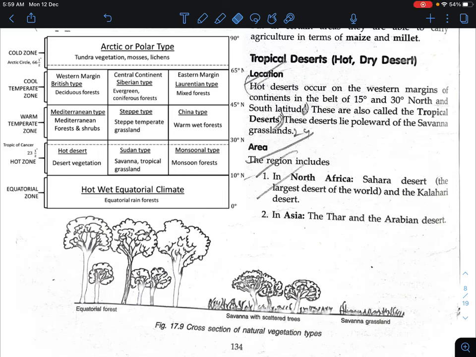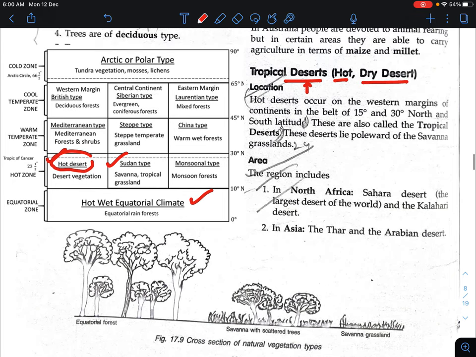In this class, we are covering the topic of tropical desert. As we know, in the last video we already covered the hot wet equatorial climate, also called the equatorial rainforest. We have also covered the Sudan type of climate, also known as tropical grassland, or savanna grassland. Now in this topic we are covering the hot desert, also known as tropical desert, and the type of climate is hot and dry desert. Now let's go to the topic.